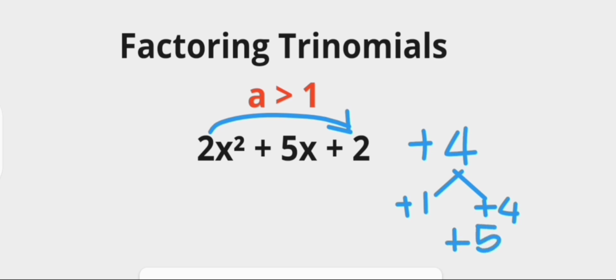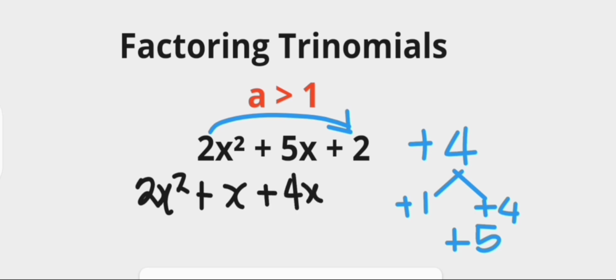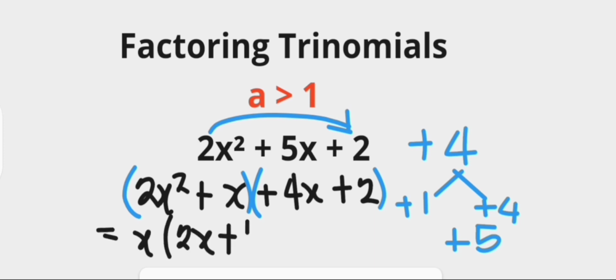So we will be using these factors to break down the middle term, such that the expression becomes (2x² plus x) plus (4x plus 2). We double group these four terms thus, and from the first group, 2x² plus x can be factored out, leaving us with 2x plus 1. In the second group, we can factor out plus 2, leaving us yet with 2x plus 1.